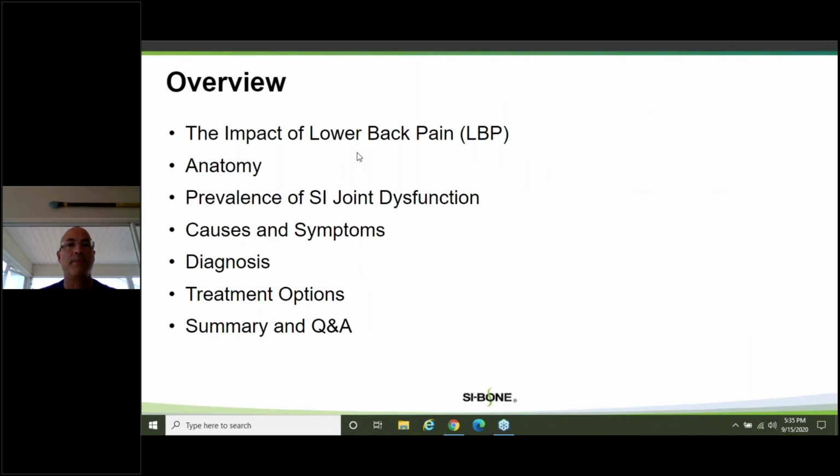We're going to talk about the impact of low back pain. We're going to talk a little bit about the anatomy, so hopefully those attending will understand a little about what could possibly be hurting them in their low back. How common is SI joint, or sacroiliac joint, dysfunction? We'll see where that structure is in the human body. What causes it, and what does it feel like? Most of the attendees could probably tell me this, but if what I tell you sounds like you, then it's a possible diagnosis for you as well.